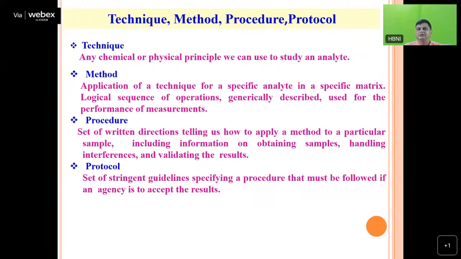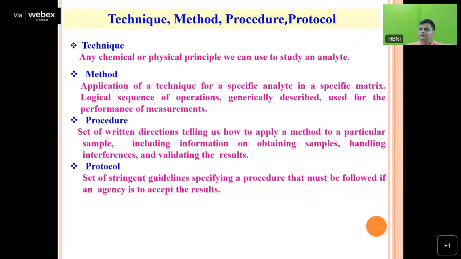Then come the procedures. A procedure is nothing but a set of written directions telling us how to apply a method to particular samples, including information on sample handling, interference, and validating the results. First, we will see how to validate the results in the process. So everything comes under the part of procedures and protocols.